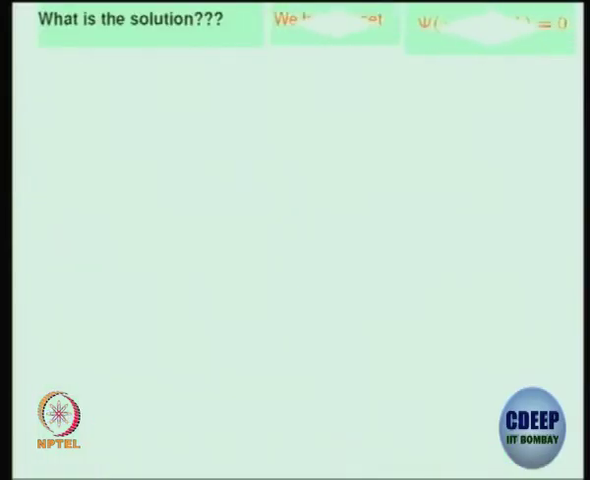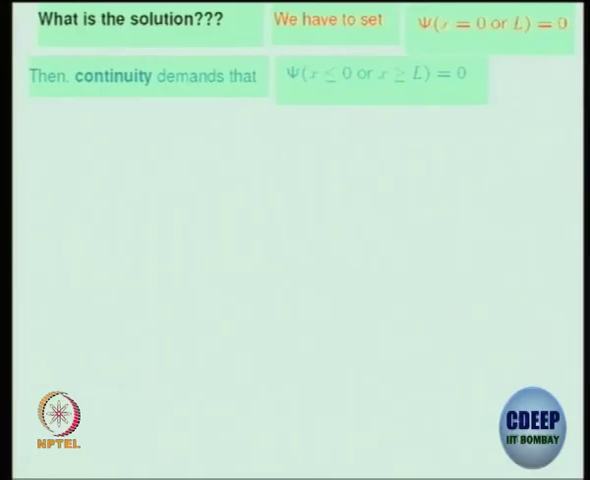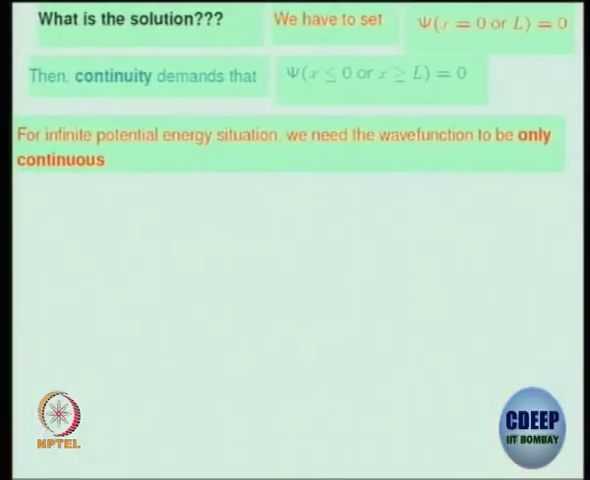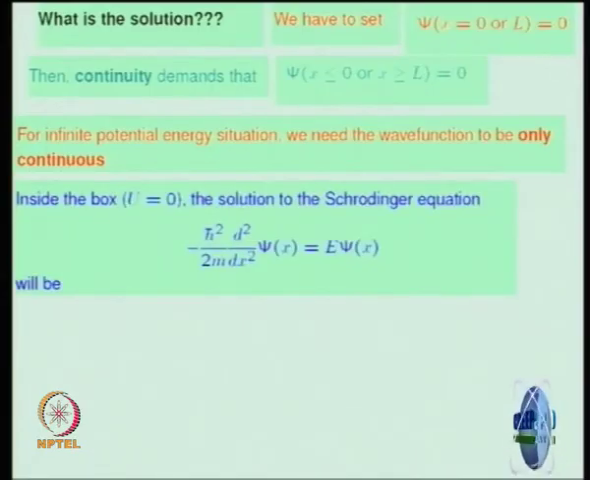Then you find the solution by setting the wave function to be 0 at x equal to 0 and x equal to L, and the wave function has to be continuous. This is something I said even in the last lecture, that the wave function has to be continuous even for infinite potentials, but the derivative of the wave function will not be continuous. I stressed this in the last lecture. So we need the wave function to be only continuous, not its derivative.